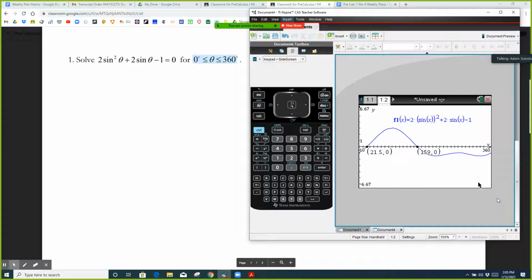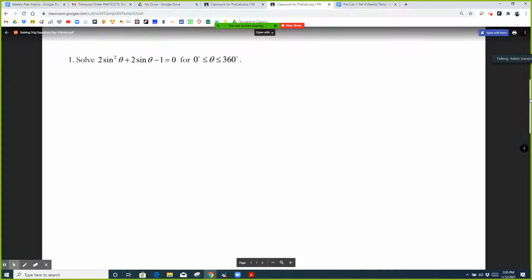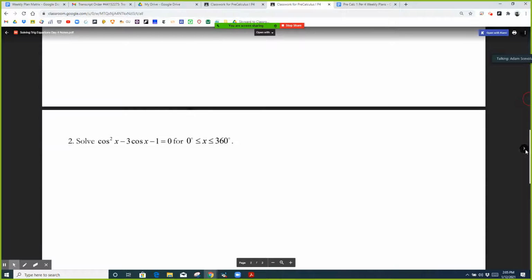Right, you can always check your work by graphing both sides of an equation and seeing where they intersect. All right? And there's only two solutions here because it only crosses the x-axis twice. And the reason why we're looking at the x-axis is because that's where it equals 0. Right? So, stop me if you have a question.